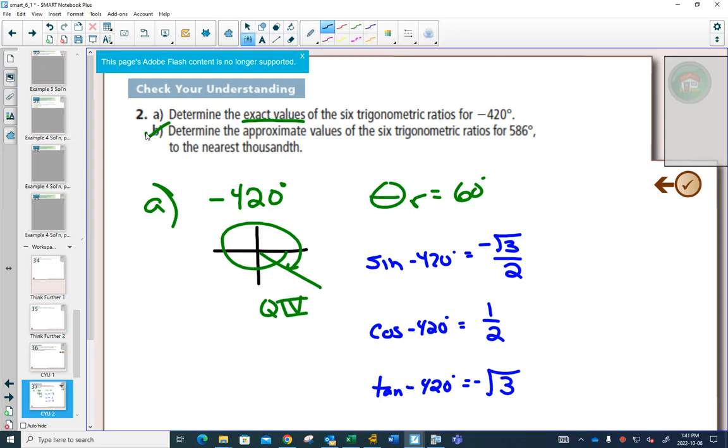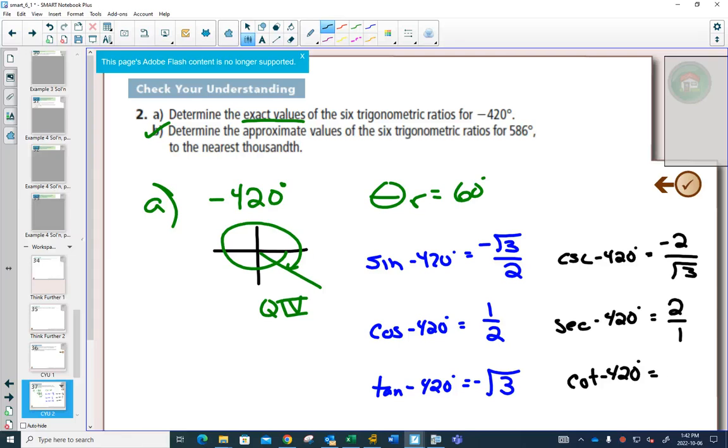And if you know sine, cos, and tan, you know cosecant, secant, and cotangent. If sine is negative root 3 over 2, then cosecant is negative 2 over root 3. If cosine is 1/2, then secant is 2 over 1. And if tan is negative root 3, then cotangent is 1 over negative root 3.